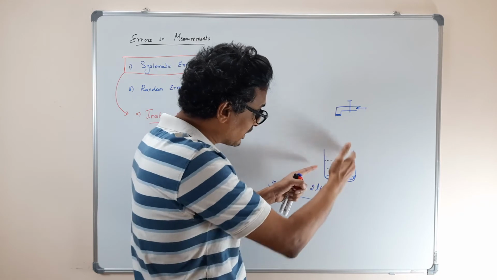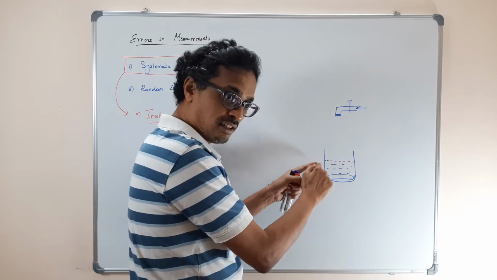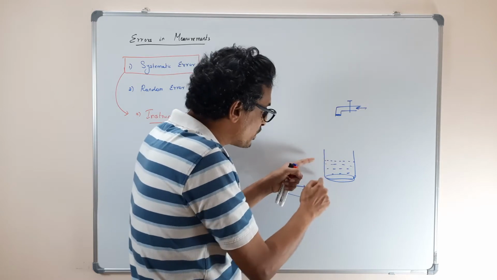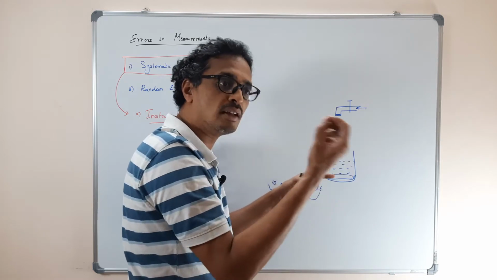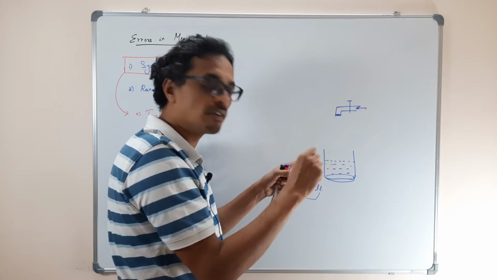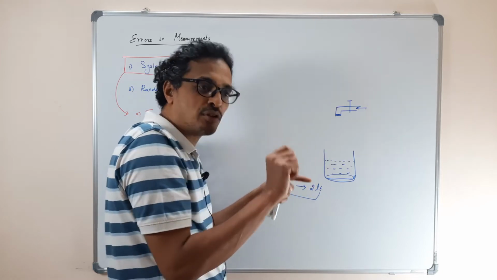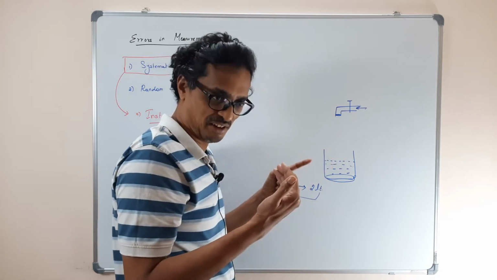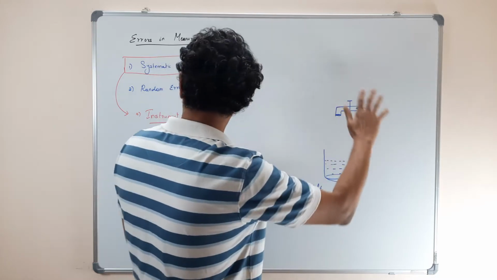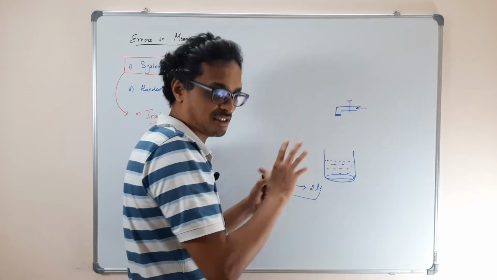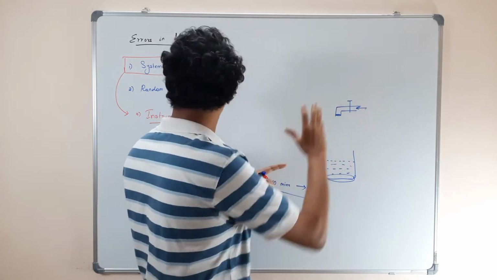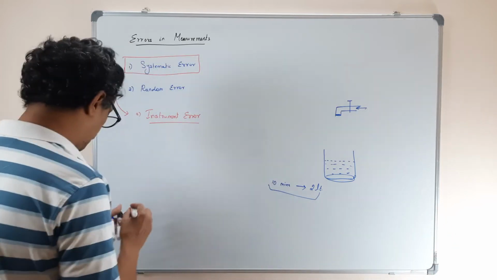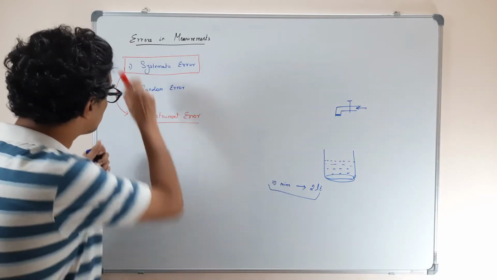Similarly, this beaker measurement may not be accurate. I am using a scale; if it is a normal scale accurate up to 0.1 centimeter, and the water level is slightly above 0.1 centimeter, I can't find out the value, correct? So that is also going to be an error. This is an instrument error. The instrument has some limitations. And this is a part of systematic error.